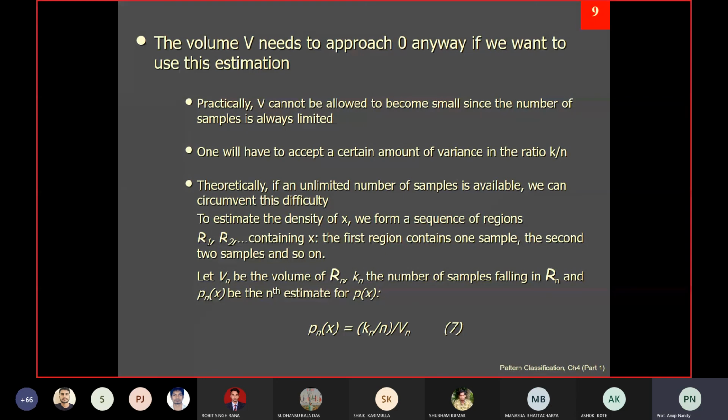Ultimately, you have n number of observations. These observations are independent and identically distributed, and in order to estimate the density px, you have a sequence of regions R1, R2, R3, where the first region contains one sample, the second region two samples, and so on. Let Vn be the volume of Rn, and Kn the number of samples which fall in Rn, and Pnx the nth estimate. P1x is the first estimate, P2x, then Pnx is the nth estimate of Px. That is why Pnx is equal to Kn by n into Vn. That is what we have already seen.